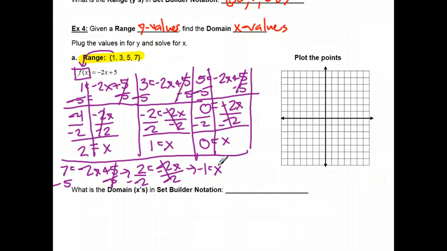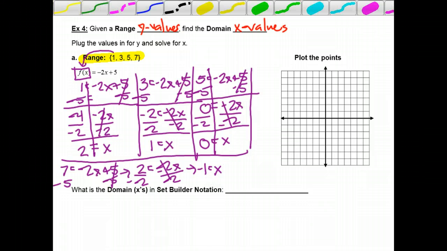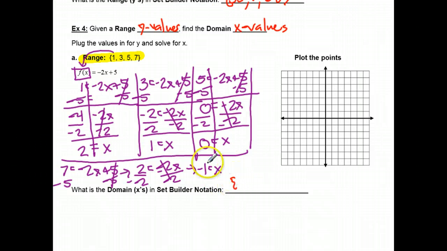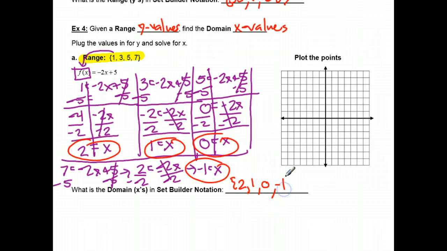So it asks us to put those in set builder notation. So my x values in a set would be 2. Remember, this was this one. It'll be 1. That's the next element in the set. It'll be 0, and it will be -1. So I plugged in the y's instead, out came the x's, and let's just plot this real quick.